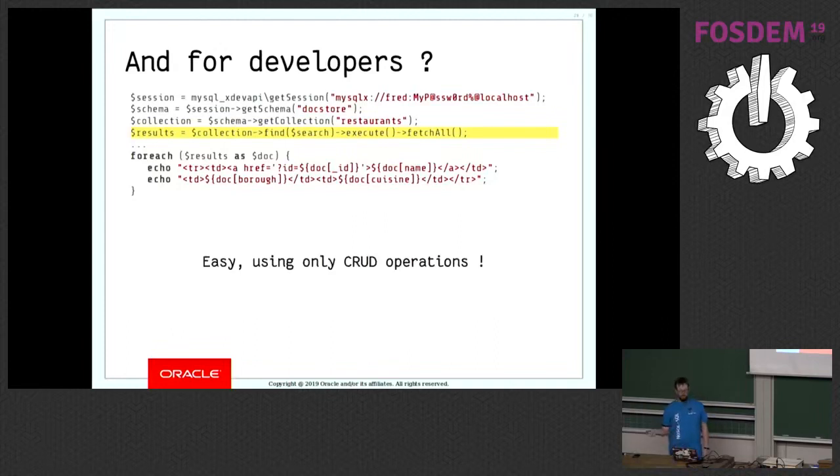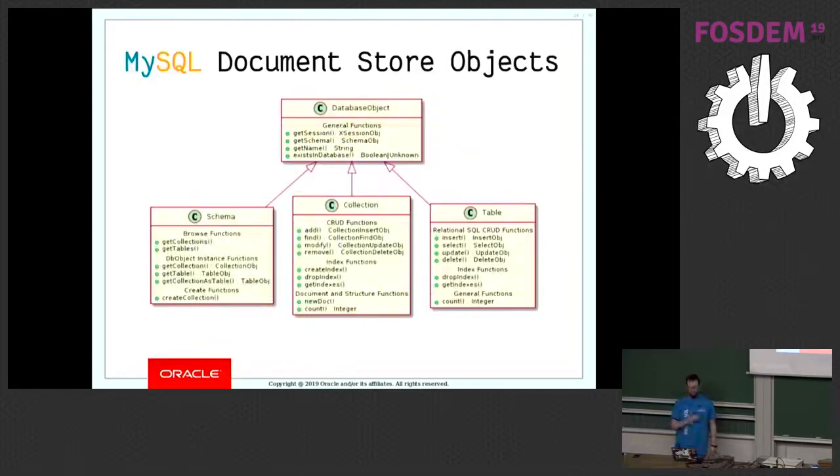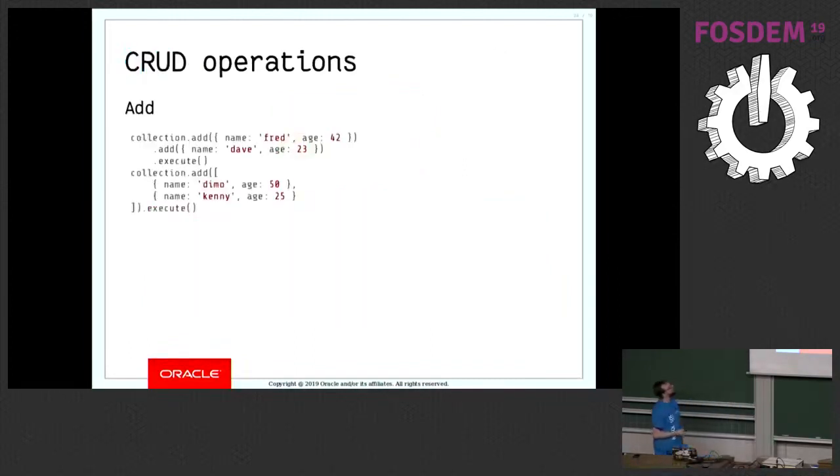Easy, right? We only use CRUD operation. This is an example. This works for the CRUD operation that you have seen, works for all the documents, but it works also for normal tables if you want. So if you have standard table and you want to give the possibility to your developers to only use CRUD operation on tables, it's also possible.